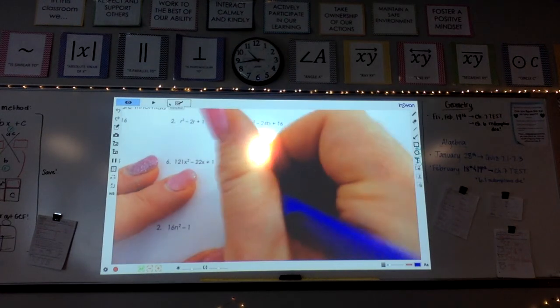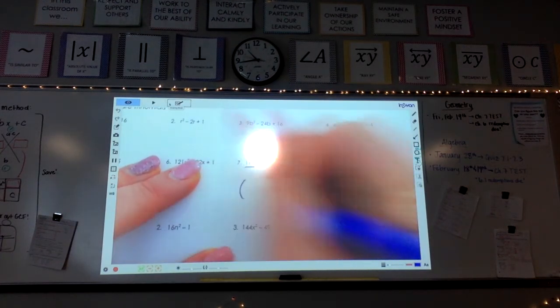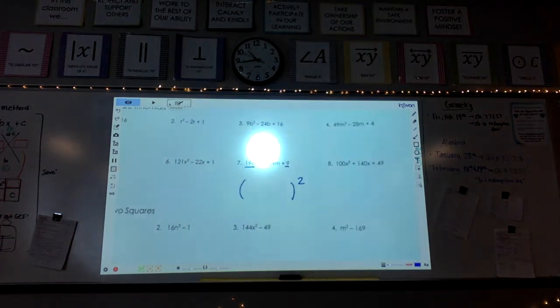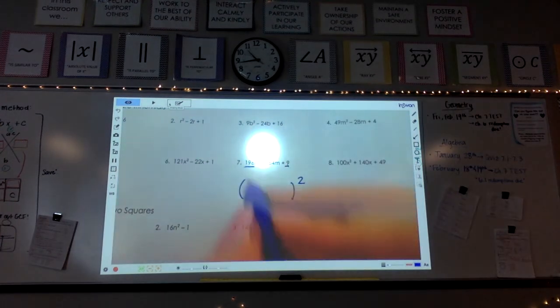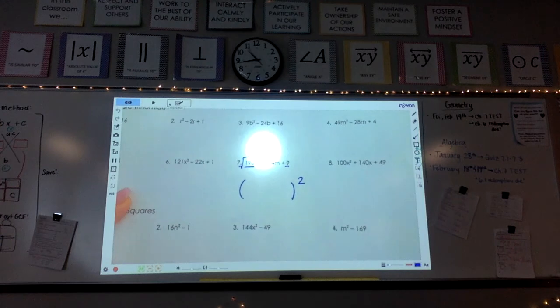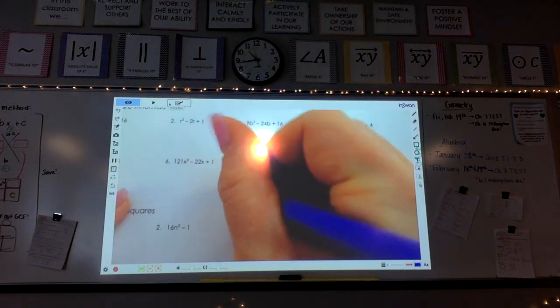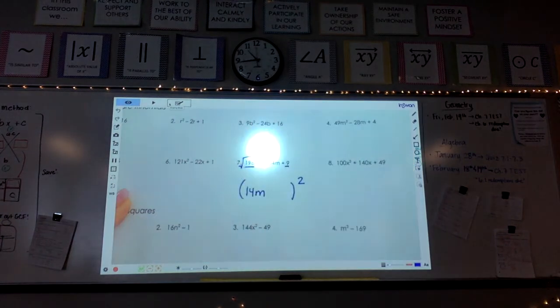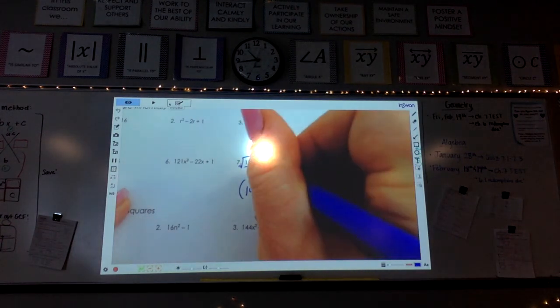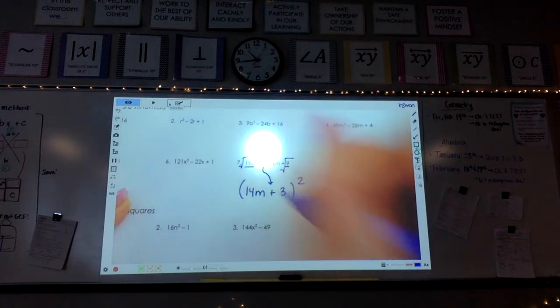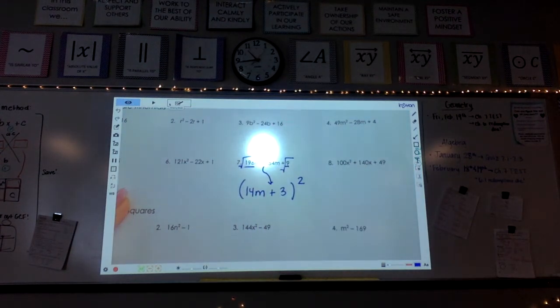So this is going to factor the same way every single time. This is a perfect square trinomial. You take the square root of the first term. What's the square root of 196m squared? 14m. The square root of the last term, 3. Drop down the sign of the middle term, and there's your answer. Every single time.